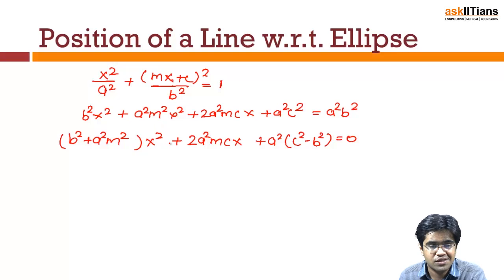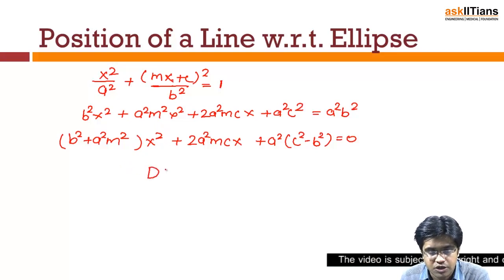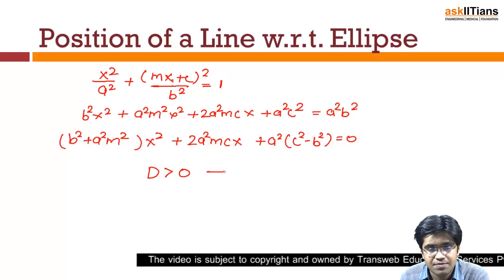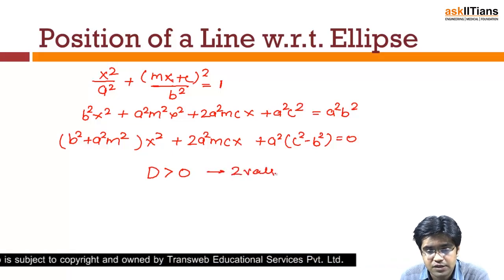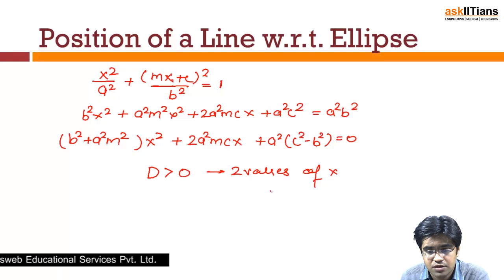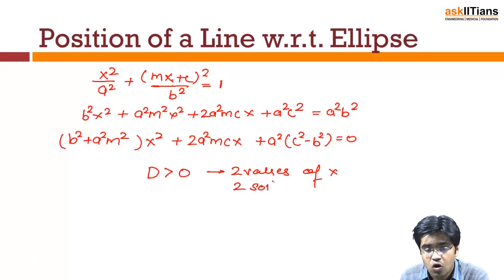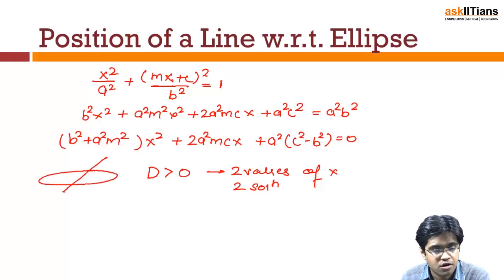Now what we need to do is check the discriminant of this equation. If it is greater than 0, what does this mean? This means that we have two values of x. That means we have two solutions, or the curve is interacting with the line at 2 points. 2 points means it's a chord. These are those 2 points. So by this method you can also get those 2 points specifically, the points at which the line and the curve are intersecting.